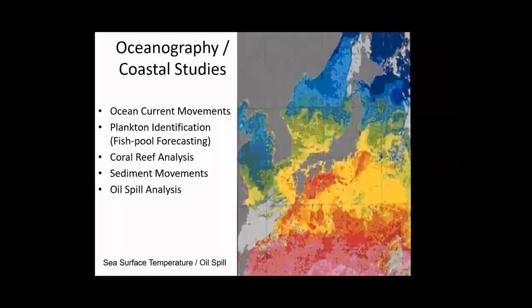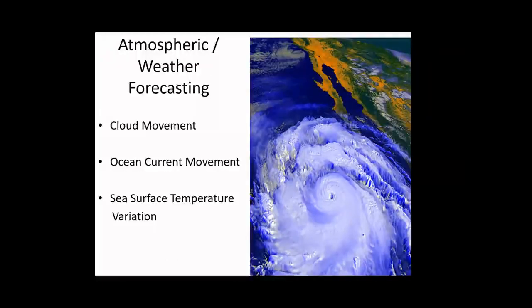Then in meteorology, you have atmospheric studies and weather forecasting, or you can call this nowcasting, not forecasting. It's based on the cloud movement. You can study the clouds. You can see the eye of the cyclone. And besides this, you have ocean current movement, which I explained earlier. And you have the sea surface temperature variations.